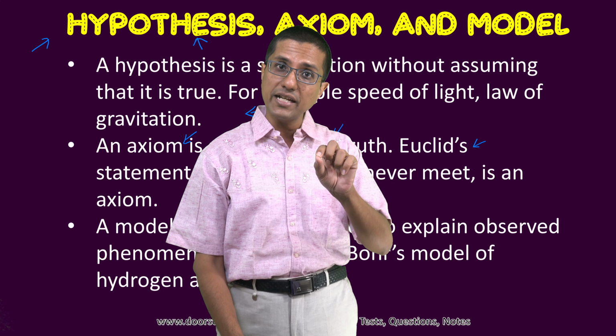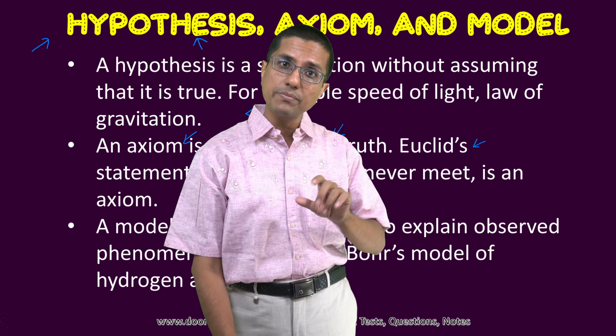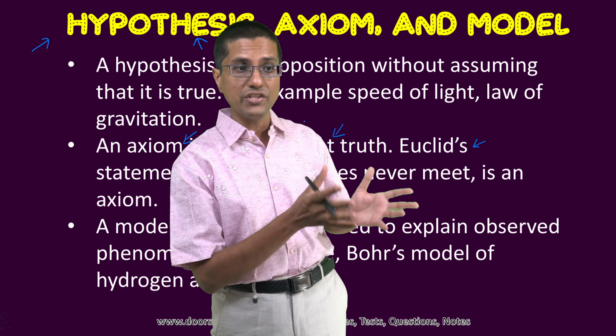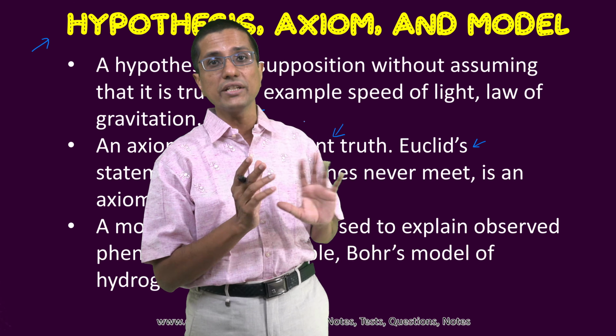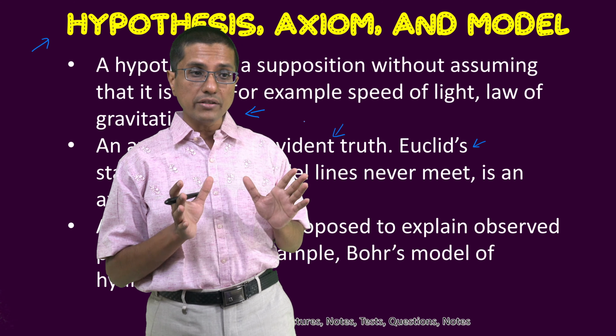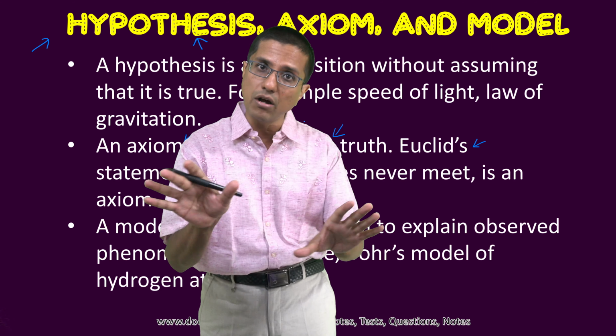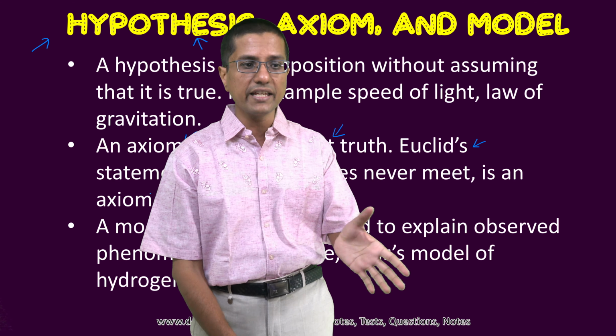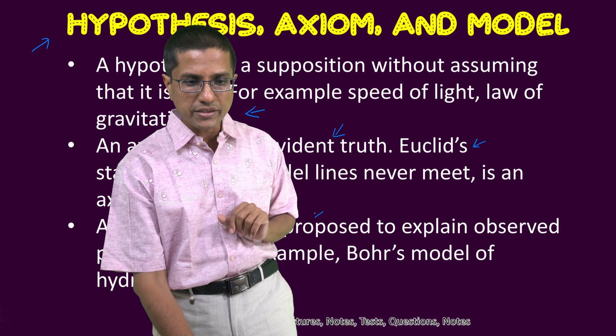If for some reason we found in some experiment that the speed of light is not really the same, that it changes in vacuum depending upon some other thing, then our entire physics is gone, because we have just assumed this axiom when we have created anything in physics. The third thing is model.